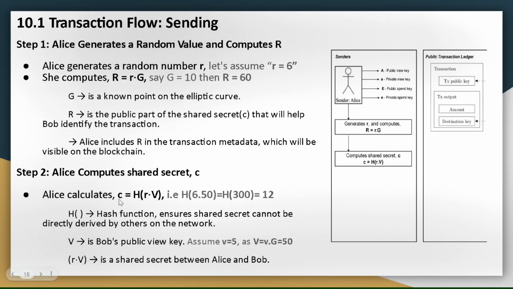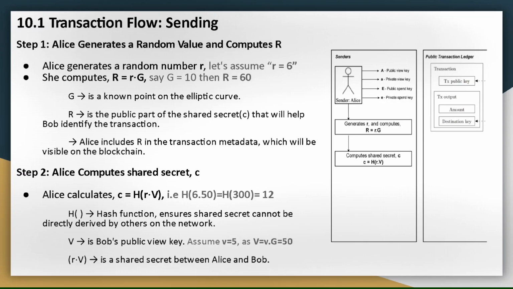Now small r is the part of Alice, and Alice is generating the shared secret. So small r into capital V is 6 into 50, which is 300. Let's say the hash of 300 is 12. So we have C, which is the shared secret key, and capital R equals 60.